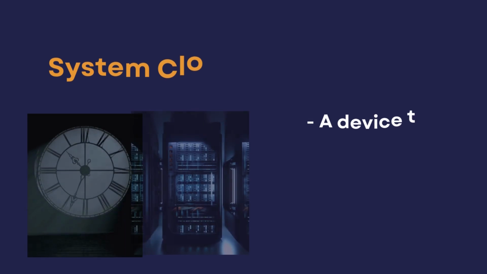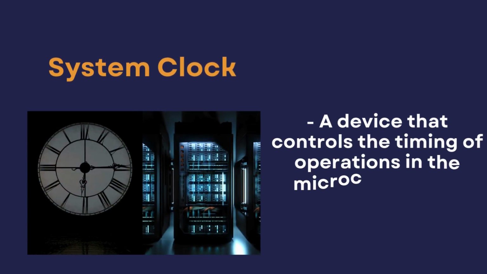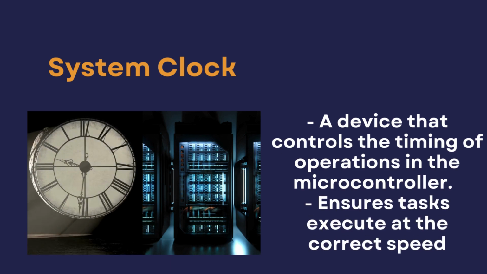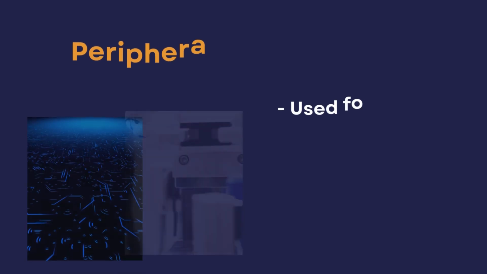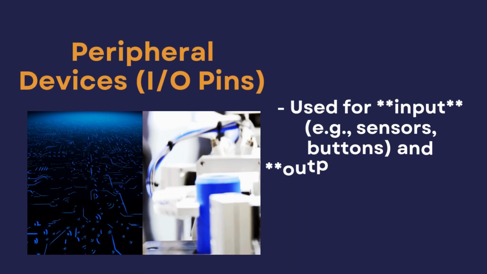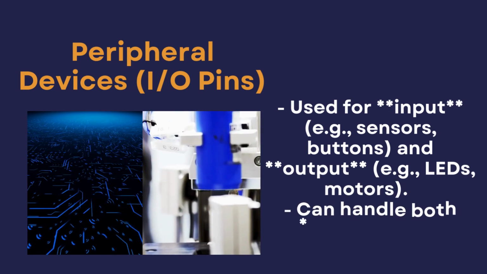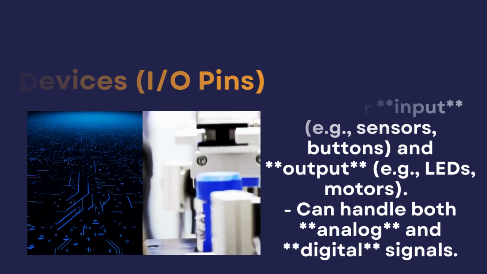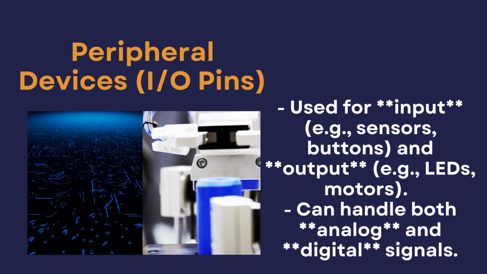3. System clock: a device that controls the timing of operations in the microcontroller, ensures tasks execute at the correct speed. 4. Peripheral devices, I/O pins: used for input, e.g. sensors, buttons, and output, e.g. LEDs, motors. They can handle both analog and digital signals.